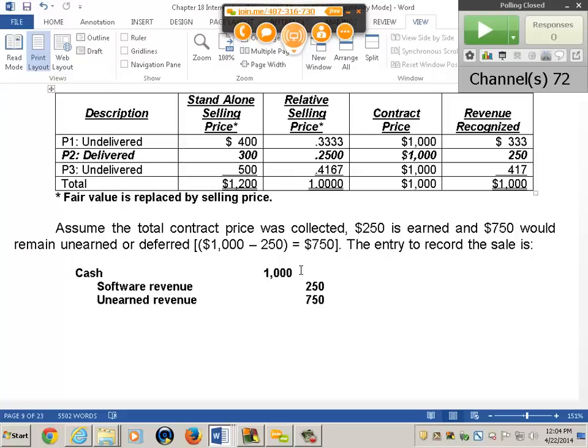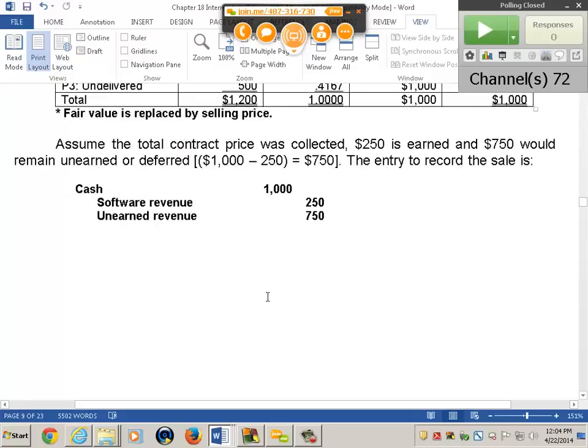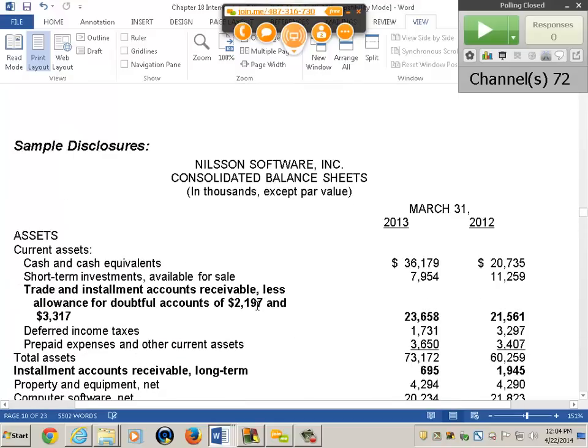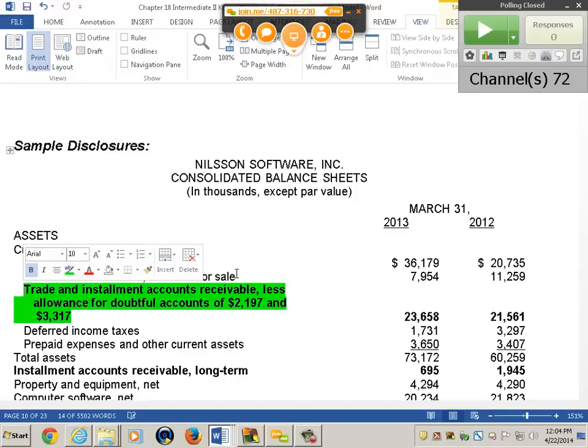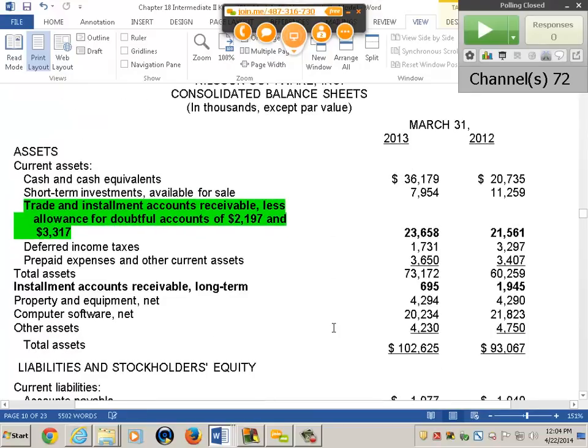Okay. All right, and finally, I just want to show you some footnotes or disclosures. In this case, we have a company, again, a hypothetical. I took an actual software company that uses installment sales. Essentially what I wanted to show you here is that this company has installment sales buried with trade receivables. And this again should be on page 10.